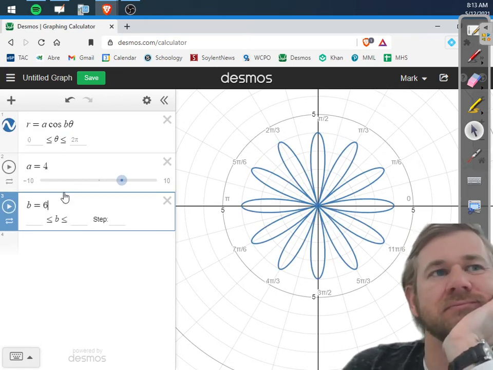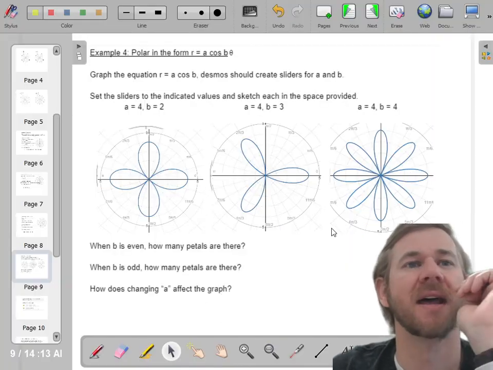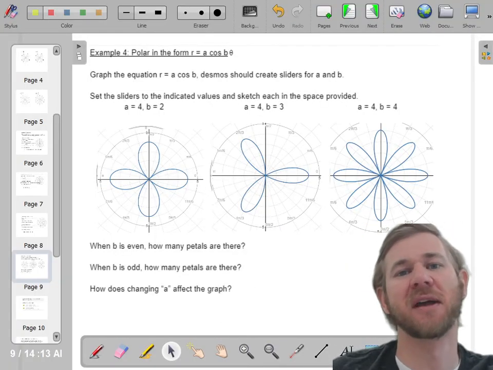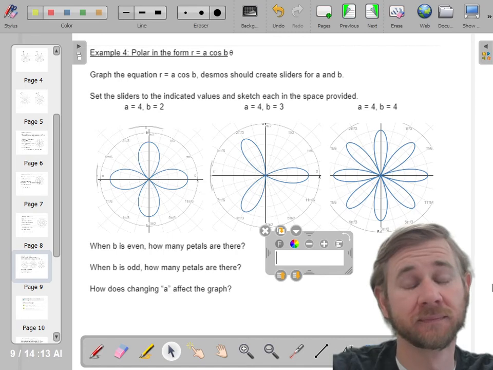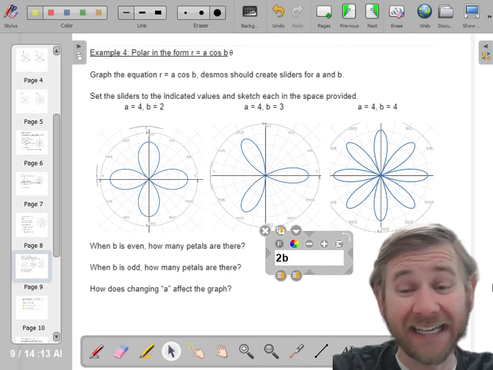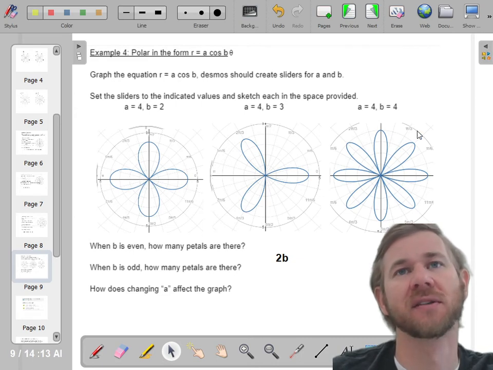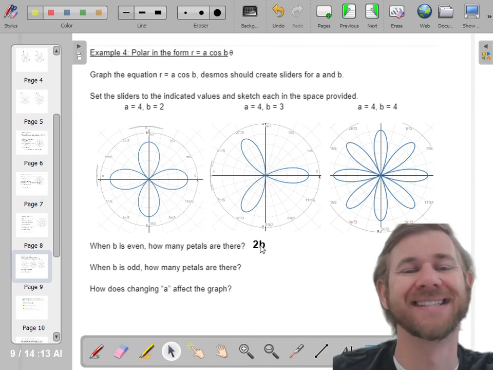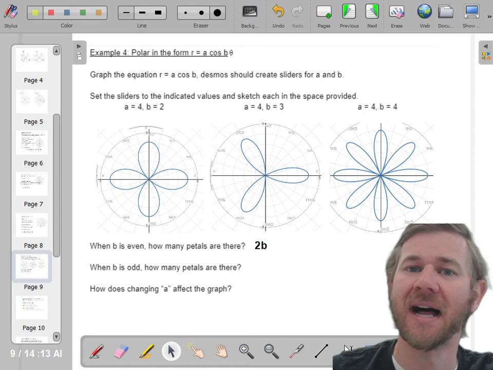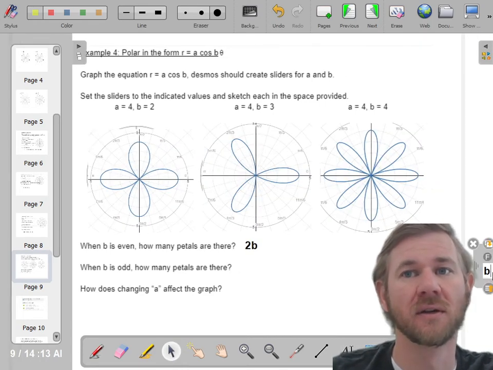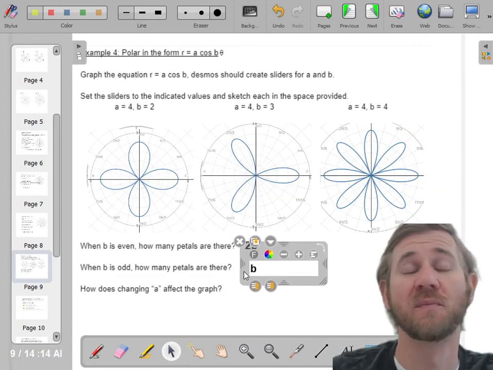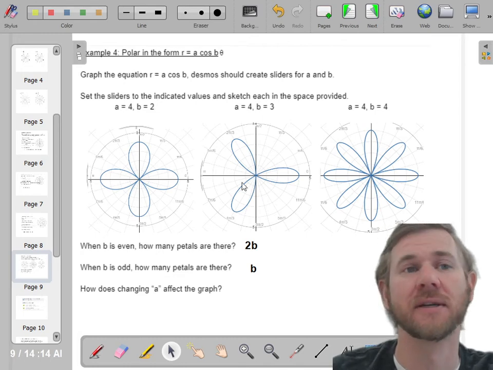I think I got it. So if b is even, how many petals are there? There are 2b petals. Double it. If it was 2, then there are 4 petals. If it was 4, then there are 8 petals. So it's doubling it if it's even. If it's odd, then there are just b petals. So if you pick an odd number here like 3, then it's 3.